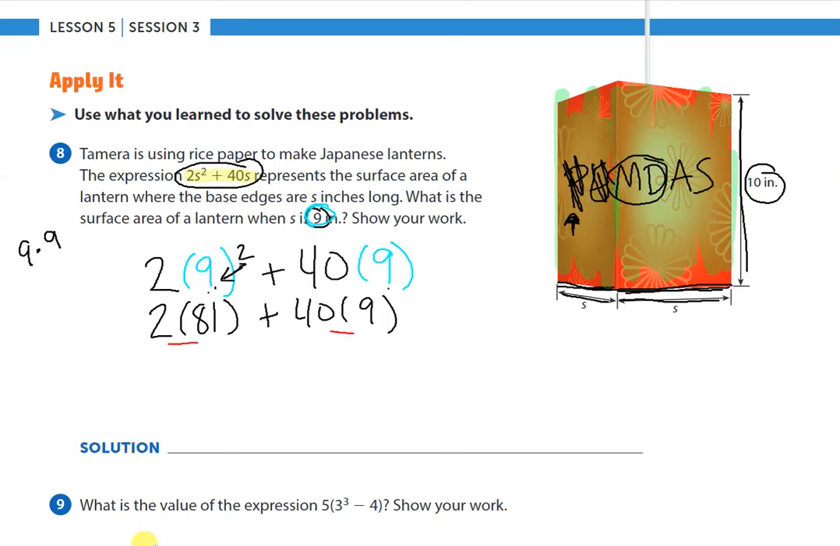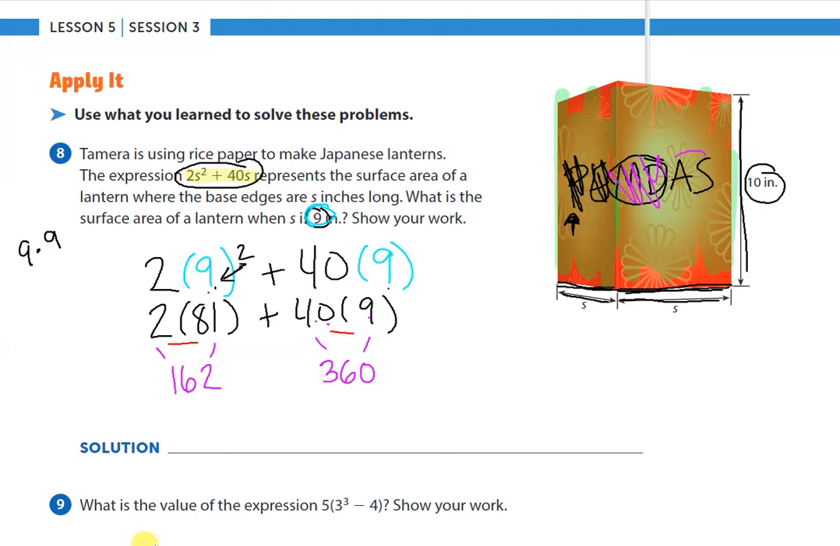Let's change colors just for fun. 2 times 81 is 162. 40 times 9 is, let's see, 9 times 4 is 36, and then there's a 0, so 360. So we did the multiplication division step.